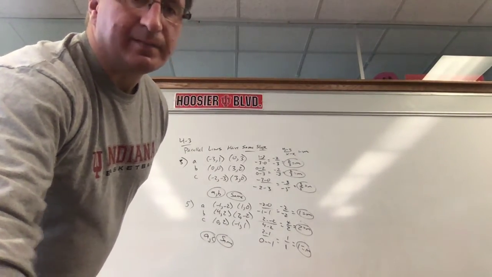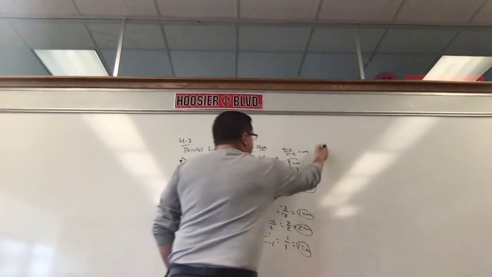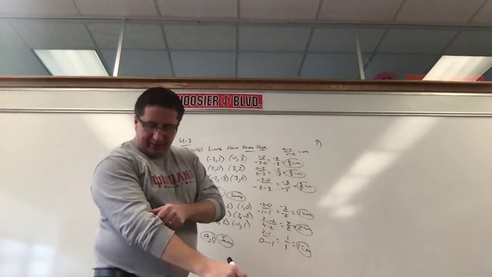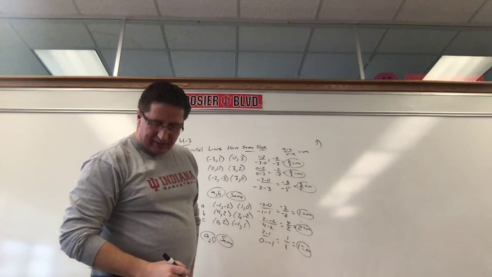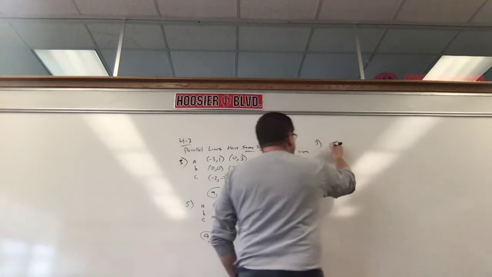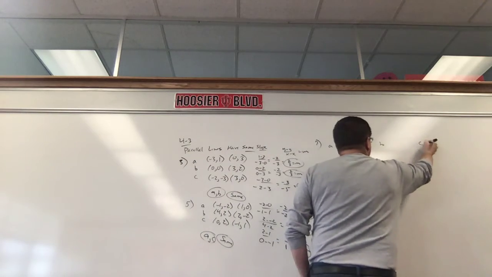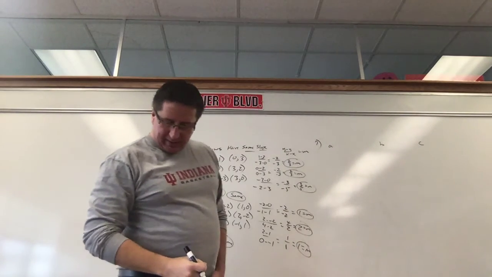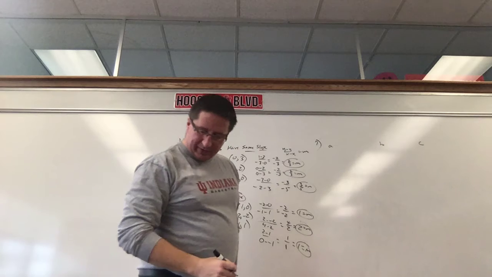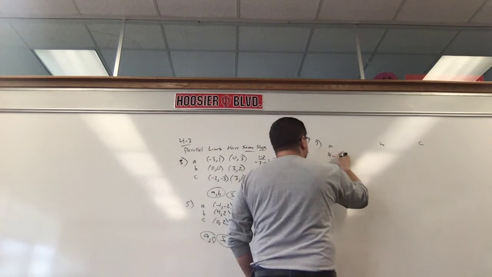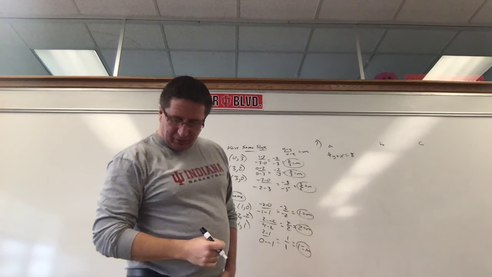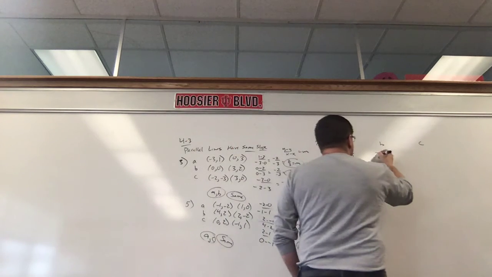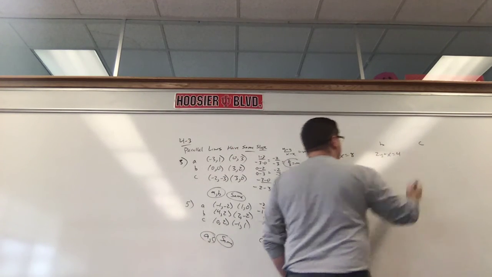Let's look at number 7. This time, they don't give you points. They give us 3 different lines again, line A, B, and C again. I'm going to write them like this. Okay? A is 4y plus x is 8. 4y plus x equals 8. Line B is 2y plus x is 4. 2y plus x equals 4.